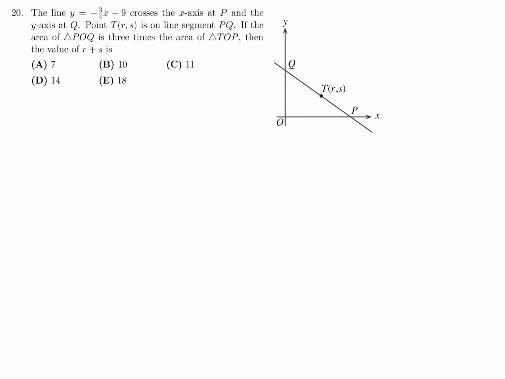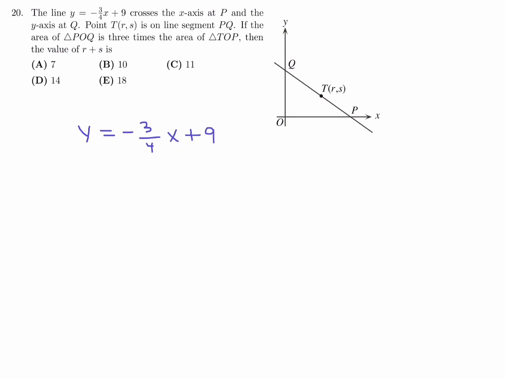The line y is equal to negative 3/4 x plus 9 crosses the x-axis at point P and the y-axis at point Q. The point T (R, S) is on the line segment PQ. If the area of triangle POQ is 3 times the area of triangle TOP, then the value of R plus S is? All right. So the first thing, of course, is we need to figure out P and Q, because those are obviously going to give us the area of that big triangle. And that's where that equation comes in.